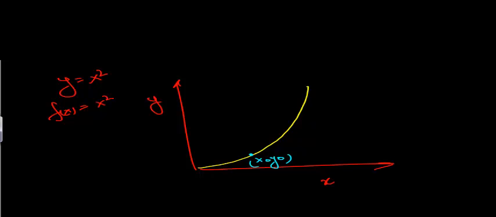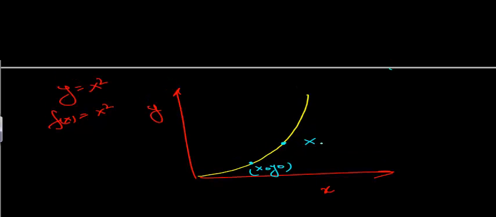Okay, and I'm gonna take another point that is, well, it is very close to x0, y0, but just for the sake of making it more visual, I'm just gonna show it at a distance. Okay, so this point is very close to x0, y0. Let's say the x coordinate of this particular point is x0 plus some small delta x. Okay, so what will be the y coordinate of this?